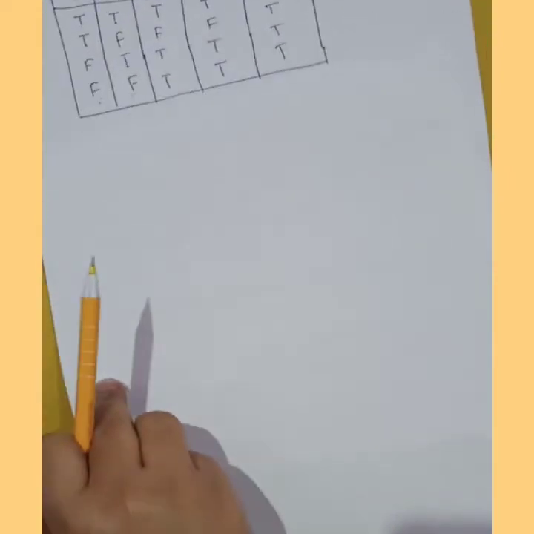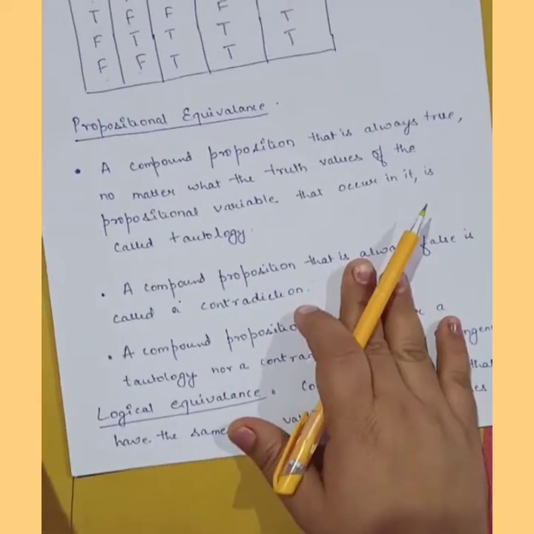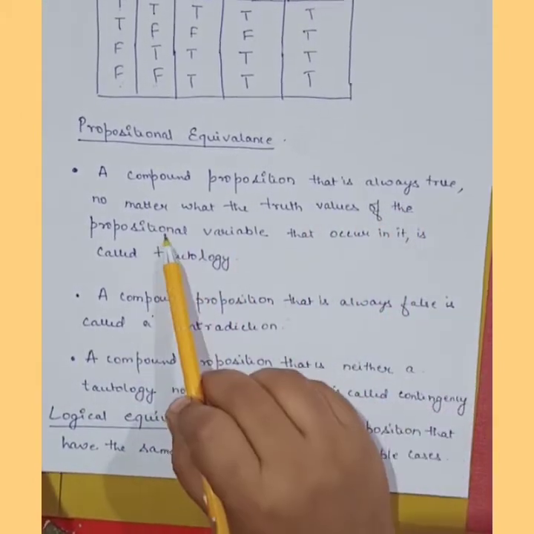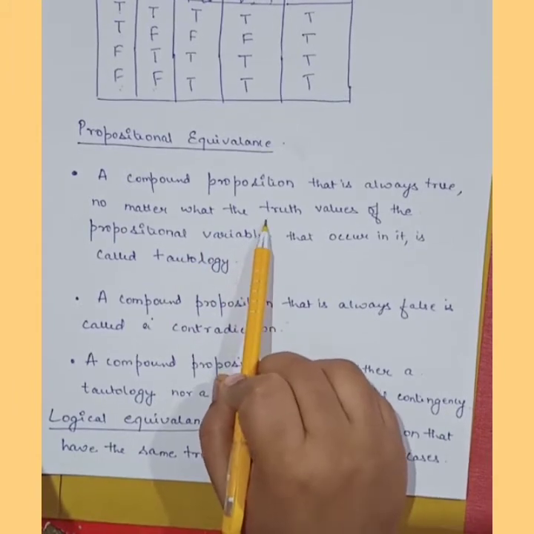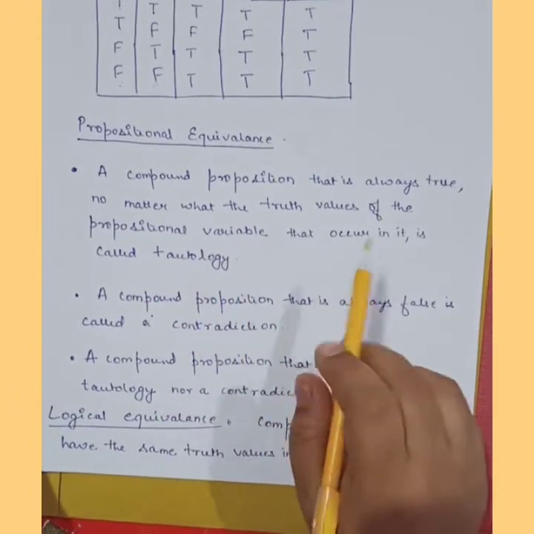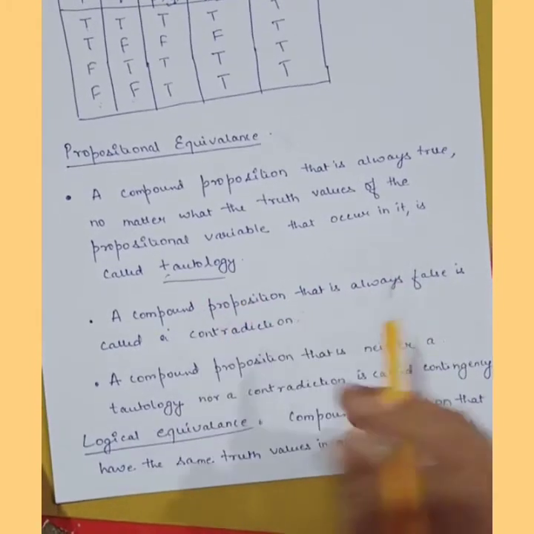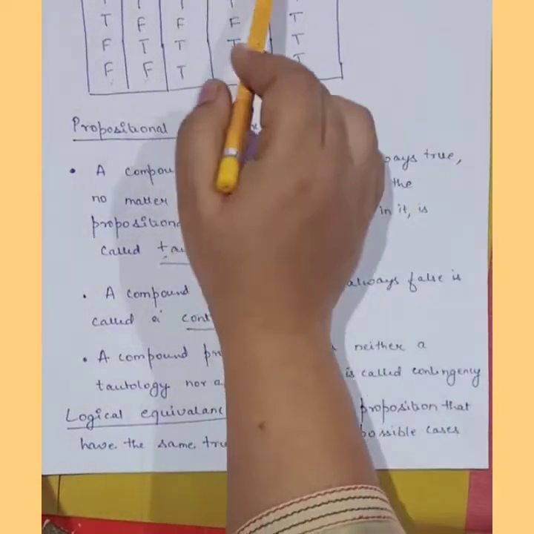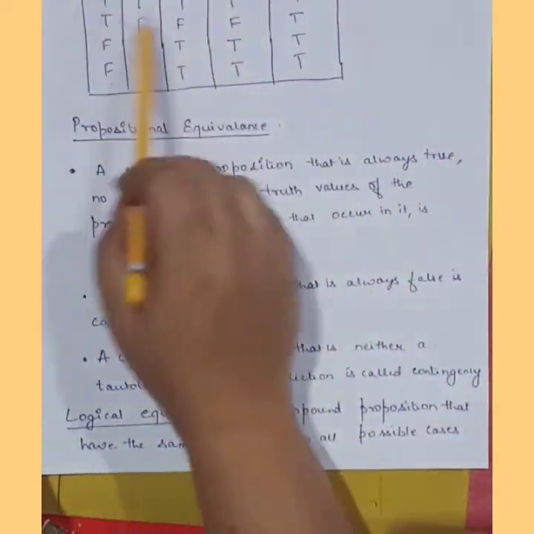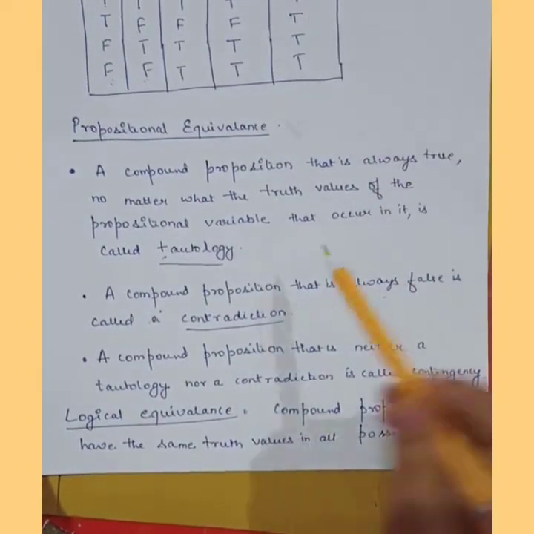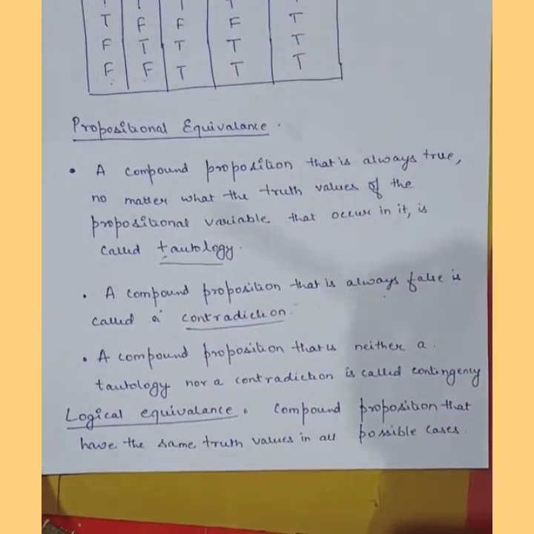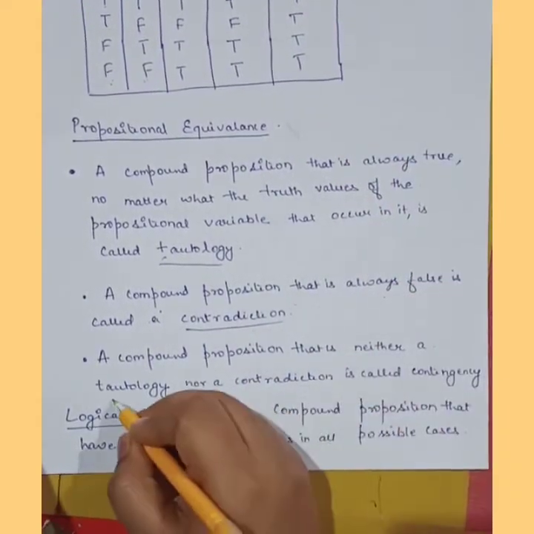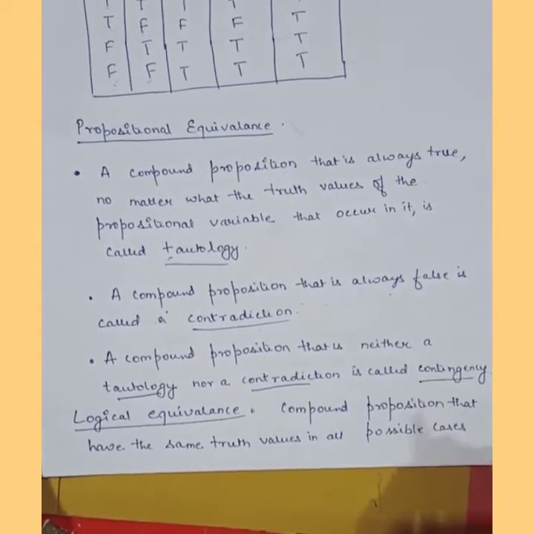In the next topic, we will see what propositional equivalence is. A compound proposition that is always true, no matter what the truth values of the propositional variables that occur in it, is called a tautology. A compound proposition that is always false is called a contradiction. If it is neither a tautology nor a contradiction, then it is called a contingency.